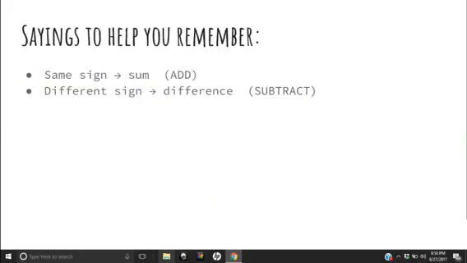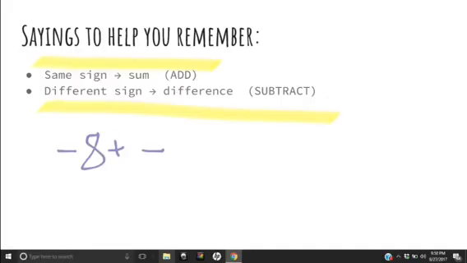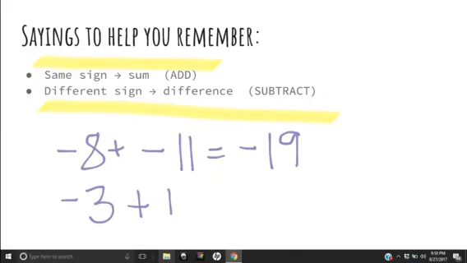So just a slide here to help you remember my sayings. I already mentioned the bottom one. Different sign, you take the difference, you subtract. If it's the same sign, you take the sum. So -8 plus -11, you add those together, you get -19. Different sign, you take the difference. -3 plus 10. Okay, different sign because of a negative and a positive. So really we're going to say 7. 10 was positive, so it's a positive 7.